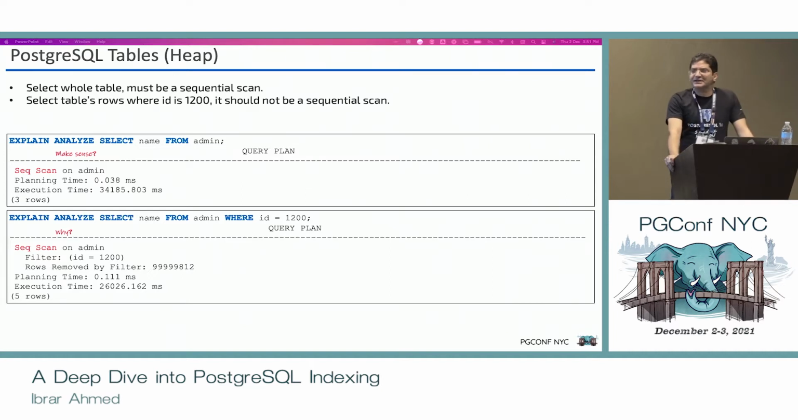But in the second example, we are searching for a specific tuple where ID is equal to 1200. Does that make sense? Do we have to scan the whole table? You can see, again, we have a sequential scan here. We are scanning the whole table again just to find that ID is equal to 1200. That doesn't make sense. Why? Because we are searching just one tuple and we are reading the whole table just to find that tuple. You can see that we have selected all the tuples just to filter out that ID is equal to 1200. So it doesn't make sense that we have a sequential scan here.